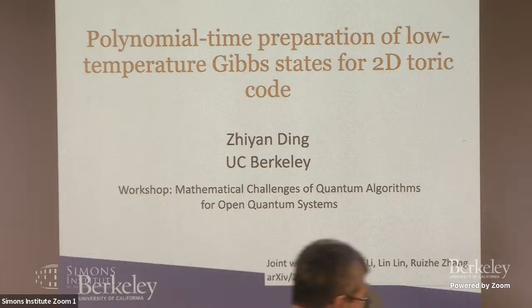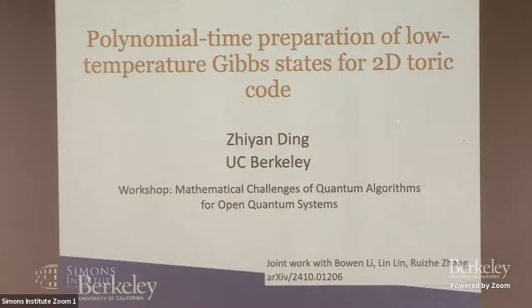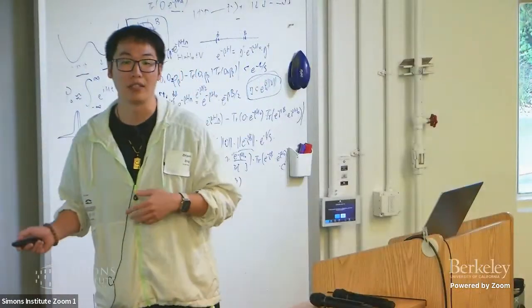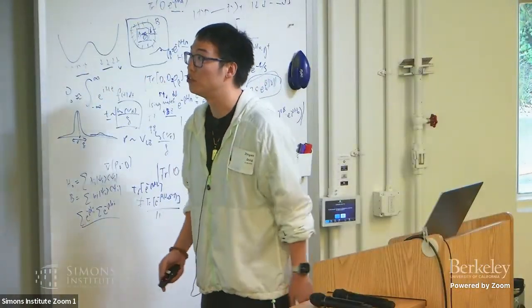Hi, everyone. In this talk, I'm going to talk about polynomial time preparation of low temperature Gibbs states for the 2D Toric code. Basically, we will try to prepare the thermal state using the Lindbladian dynamics. This is a joint work with Bo Li, Lin Lin, and Rui Zhang. All three authors are in the audience, so feel free to chat with them.